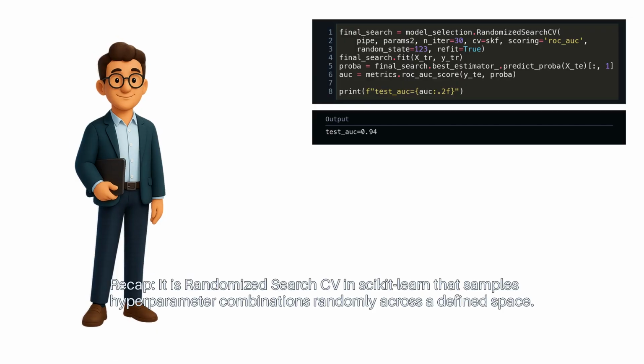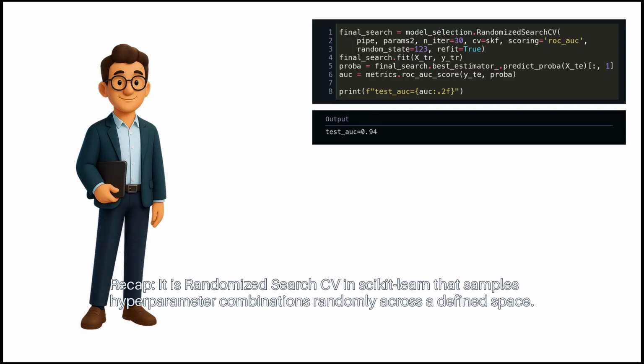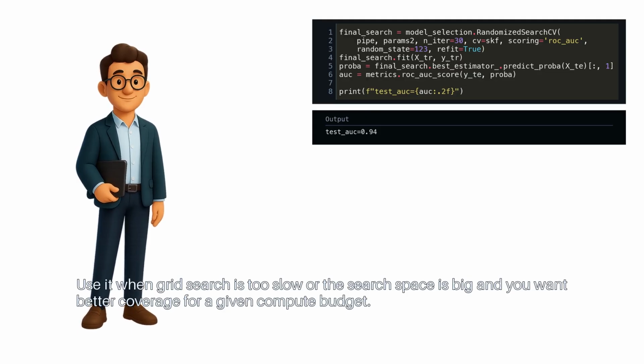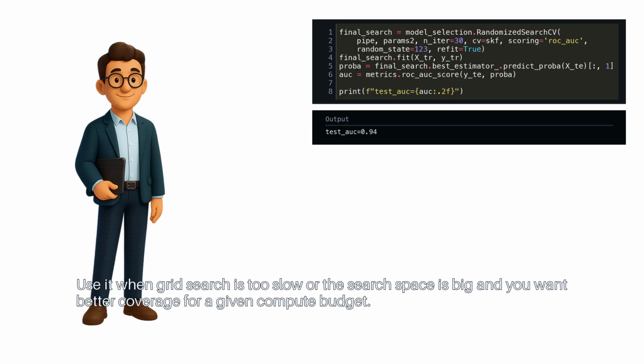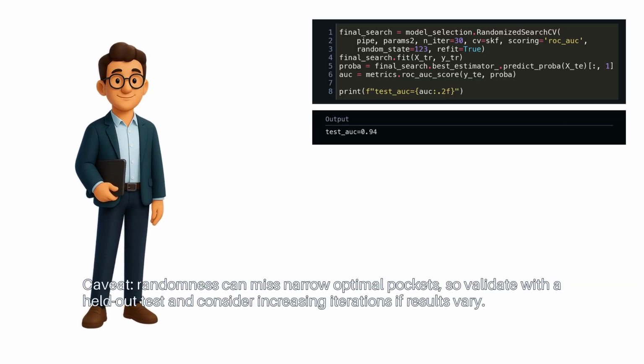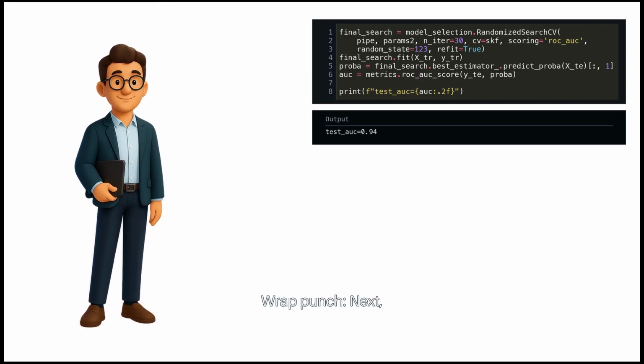Recap: RandomizedSearchCV in scikit-learn samples hyperparameter combinations randomly across a defined space. Use it when grid search is too slow or the search space is big and you want better coverage for a given compute budget. Caveat: randomness can miss narrow optimal pockets, so validate with a held-out test and consider increasing iterations if results vary.